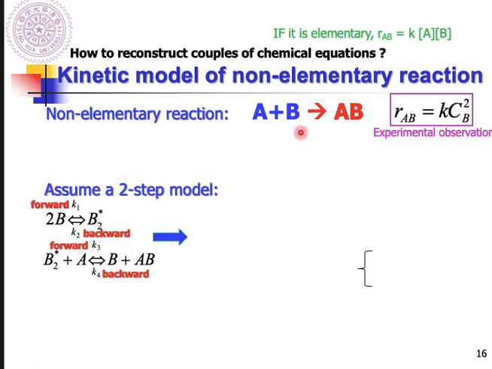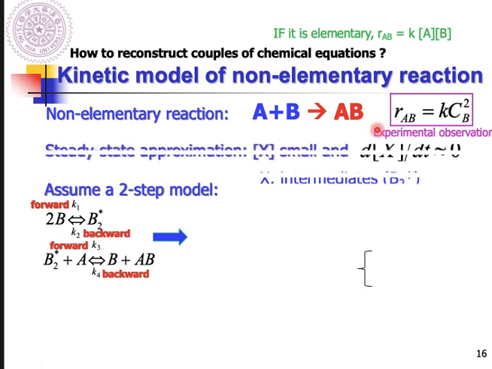So it turns out that probably combining these two elementary reactions can give this non-elementary reaction, but only probably, right? So we need to convince you. I'm going to use the following steps to show you that these two elementary reactions really can give this non-elementary reaction. So how to do that?